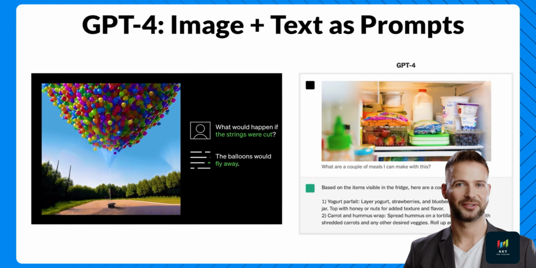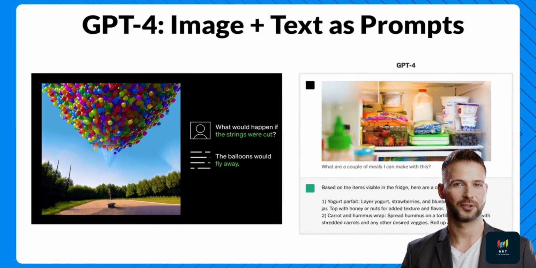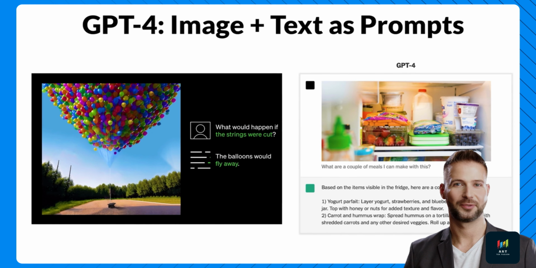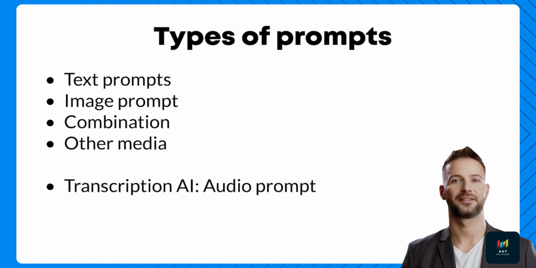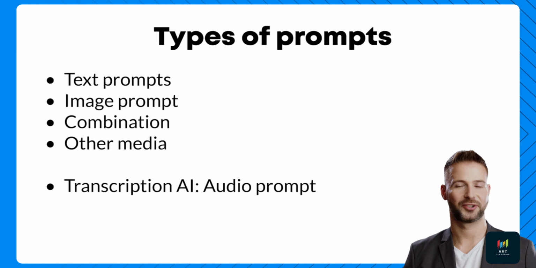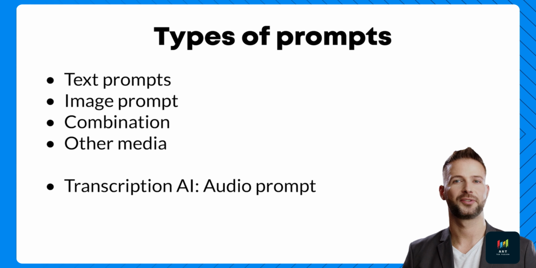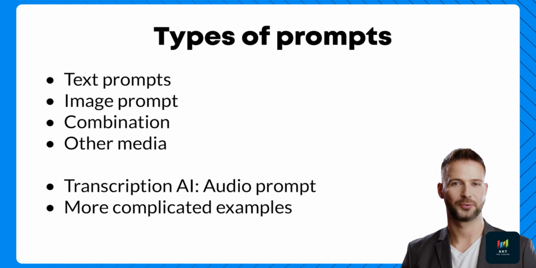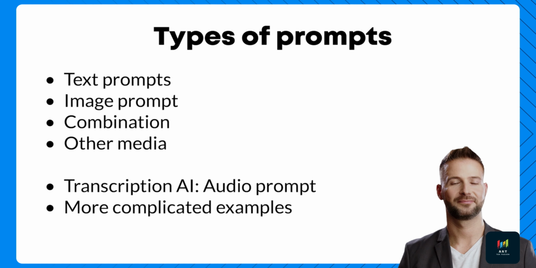You can also ask GPT-4 to describe the content of a picture, in which case the prompt is a combination of the image and the text asking to describe it. And with different forms of transcription AI that transcribe audio files to text, the audio file can be considered the prompt. For instance, animation generators and other generative AI have some more complicated prompt settings, but we will look into those as they come up.